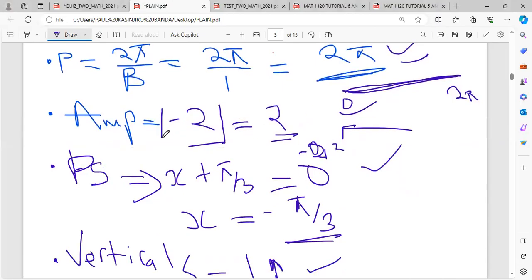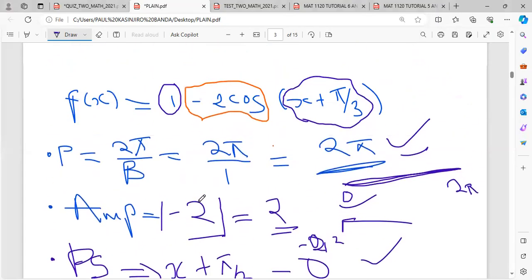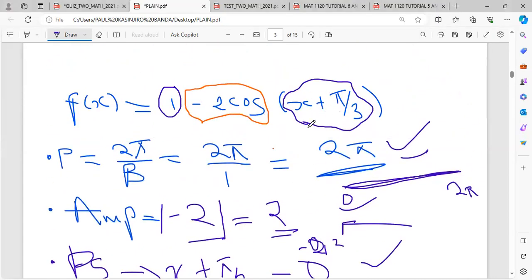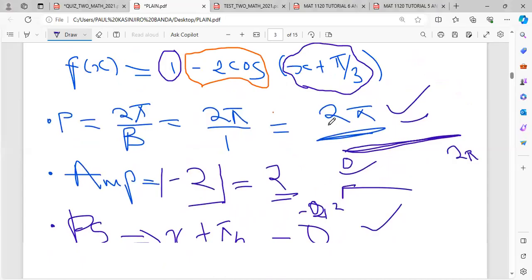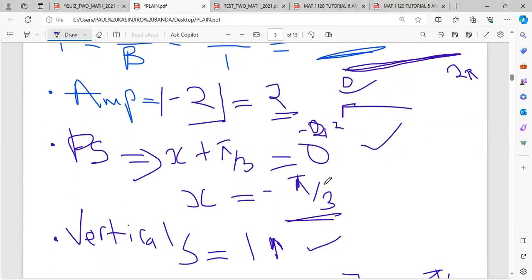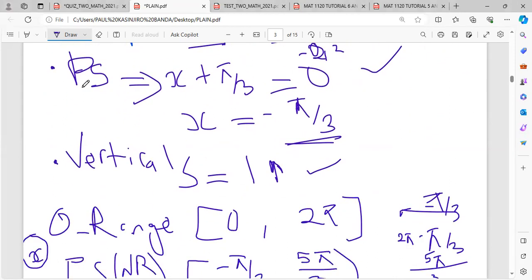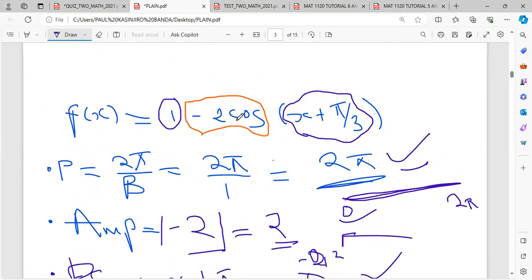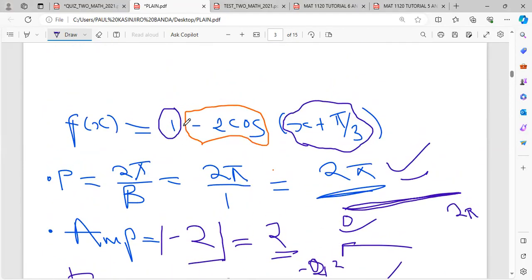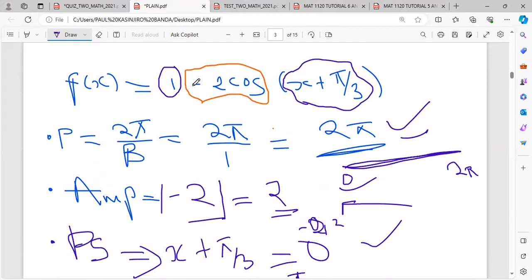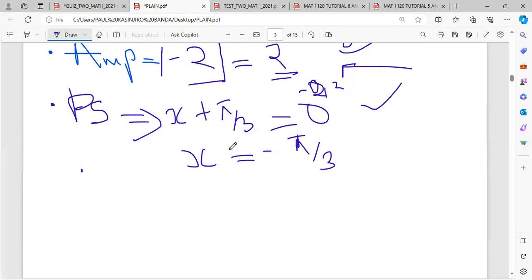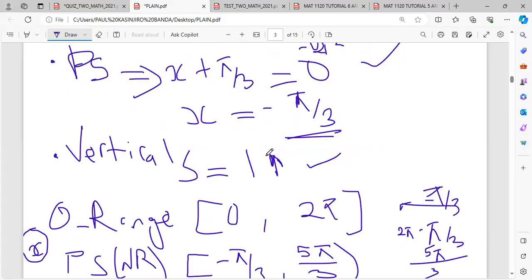Then after finding the amplitude, we find the phase shift. How do you find the phase shift? We equate whatever is paired with the x in the brackets to 0, and then you solve for x. That's how we ended up with minus pi over 3. Then after the phase shift, you find the vertical shift. How do you find the vertical shift? You just get the lonely number here, that is single. We said it was 1 and it's positive, meaning this shift is going up.